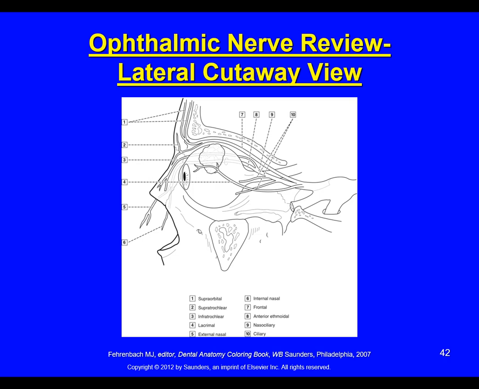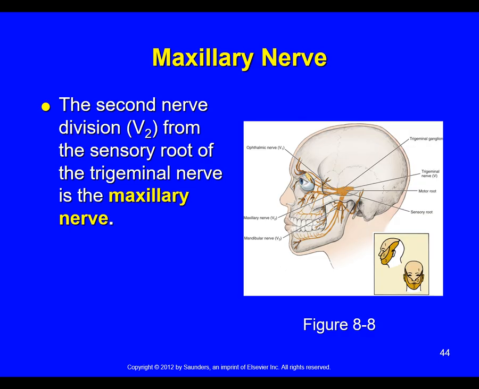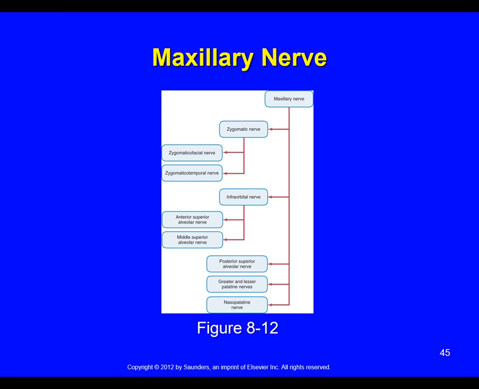Here is a cutaway of the different branches of the V1 portion of the trigeminal nerve, cranial nerve 5. And we've got V2, the maxillary nerve division. So the second nerve division of the trigeminal is the V2 branch, and this is the maxillary nerve. And here it is broken down. This is on page number 147 in your book.